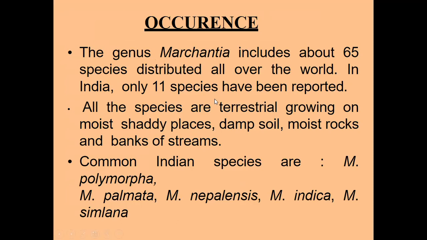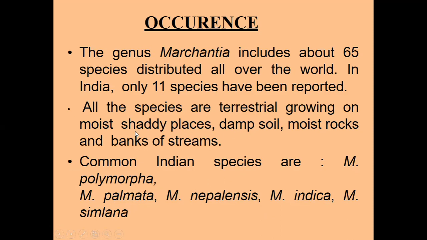Another important point. Next, when we talk about the common species of Marchantia found in India, it includes Marchantia polymorpha, Marchantia palmata, Marchantia nepalensis, Marchantia indica, and Marchantia simlana. These are the important species generally found in India.